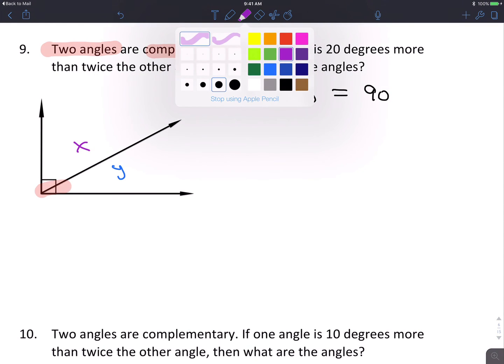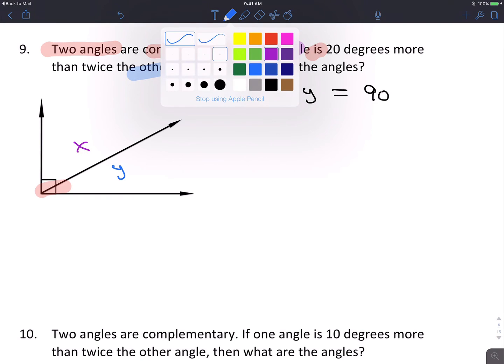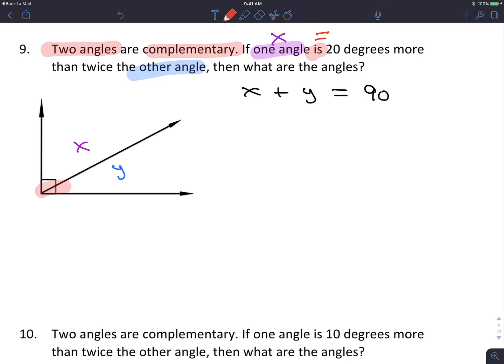Now, one angle, they're saying here, is 20 degrees more than twice the other angle. So this is a little bit more sophisticated. Let's bring out the blue. The other angle is blue. So far, I have x equals, and then I have 20 degrees. I have the phrase more than, so I know this is addition. Now I need to know what twice means, and if you guys remember, the phrase twice is really 2 times.